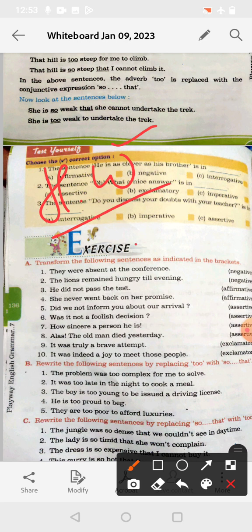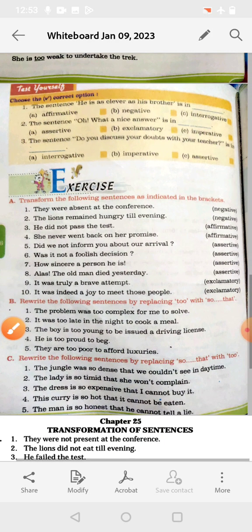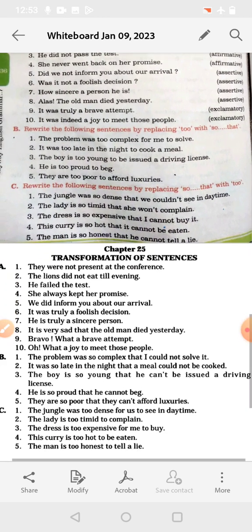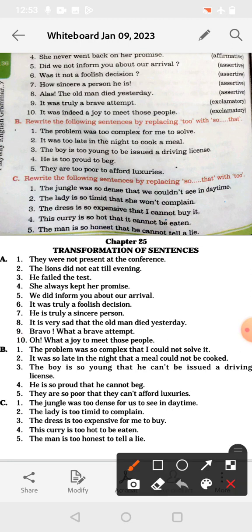Now we'll start with the exercise portion. Exercise number 8. This is very simple. In this, what you have to do, you have to transform the following sentences as indicated in the brackets, right? Whatever the indication in the bracket is given, according to that you have to change the sentences. Okay, one by one we'll start with it. You can take out your writing materials.